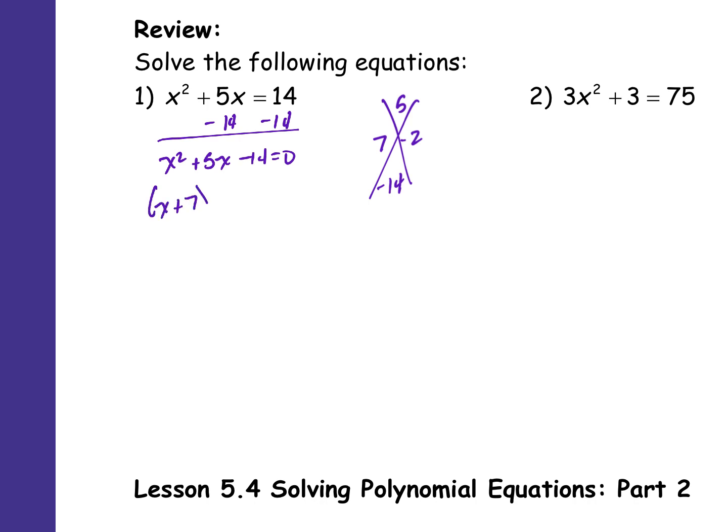So x plus 7 and x minus 2 equals 0. Two things multiplied together that equal 0, so one of them has to be 0. So x plus 7 equals 0 or x minus 2 equals 0. Therefore, x is going to equal negative 7 or positive 2.